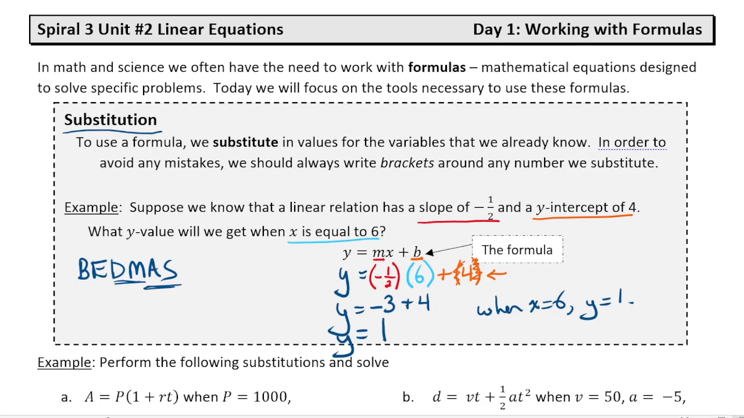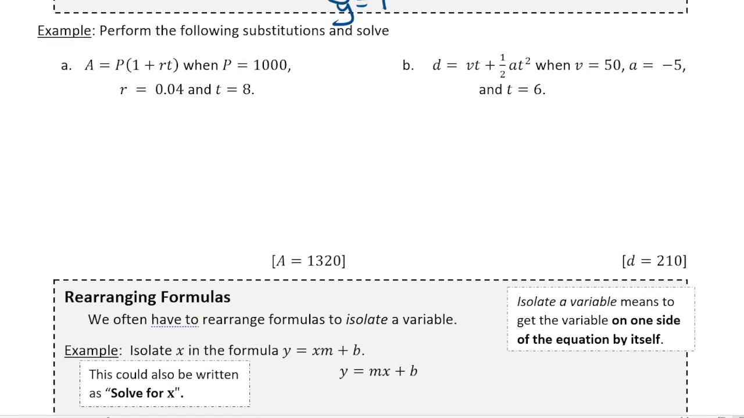So moving on, let's practice that substitution skill. So first, we have the area is equal to, or sorry, this one's not an area question. This is an annuity question, an investment question. We'll get to some of this later, but anyway, A is equal to P times 1 plus RT. And I want to find A when P is 1,000, R is 0.04, and T is 8. So I just substitute everything in.